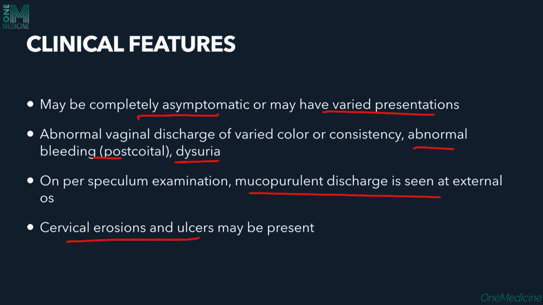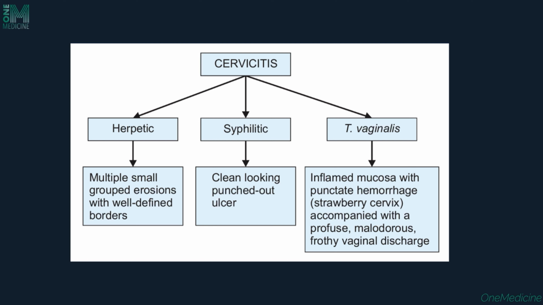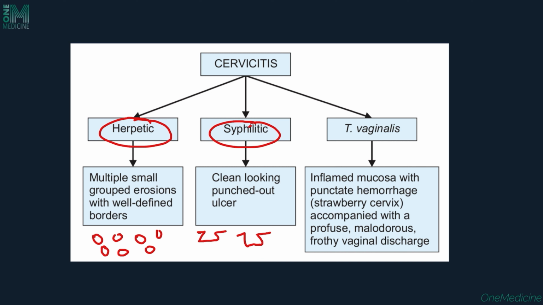be present at times. In cervicitis caused by herpes simplex virus, that is a herpetic cause, you can see small multiple grouped erosions with well-defined borders, and these would be very painful lesions. If the cause is syphilis, then there will be a clean looking punched out ulcer. Okay, clean looking punched out ulcer would be seen.